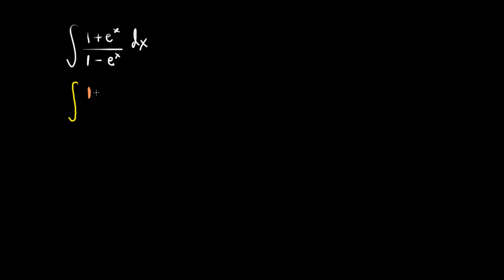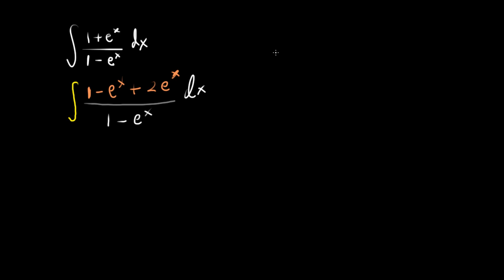So I'm going to write the numerator as 1 minus e to the x plus 2e to the x, right? I can definitely do that because minus e to the x plus 2e to the x is just positive e to the x, so I get back to the same thing. So I haven't changed the equation. Okay, and all of that is over 1 minus e to the x, dx.